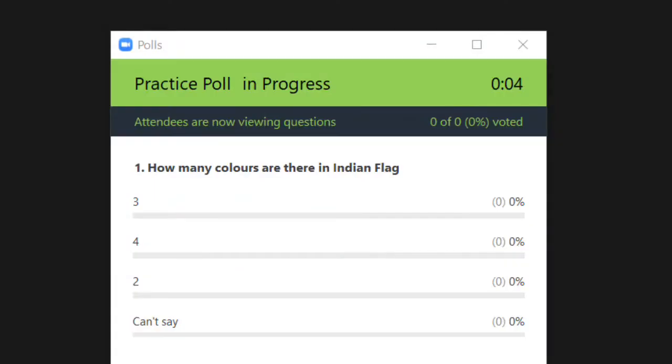There is a demo question on your screen. Read the first question. How many colors are there in the Indian flag? 4 options are given to you. Think about the Indian flag. How many colors are there? Think. Select the correct option. It's really very easy, isn't it? Have you selected the correct answer? Good. Now click on next.